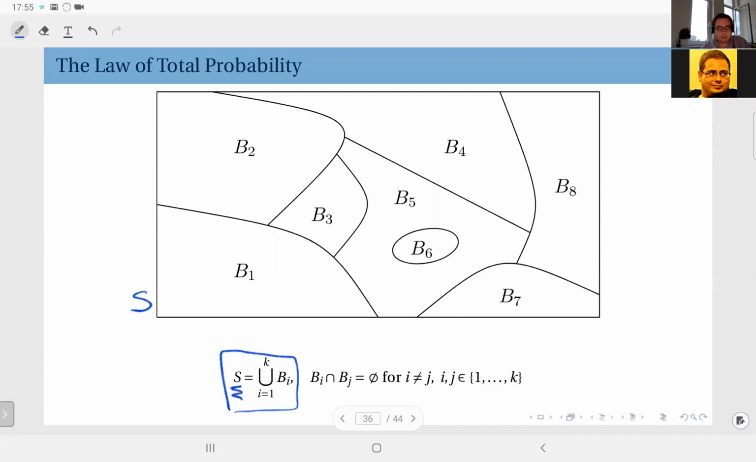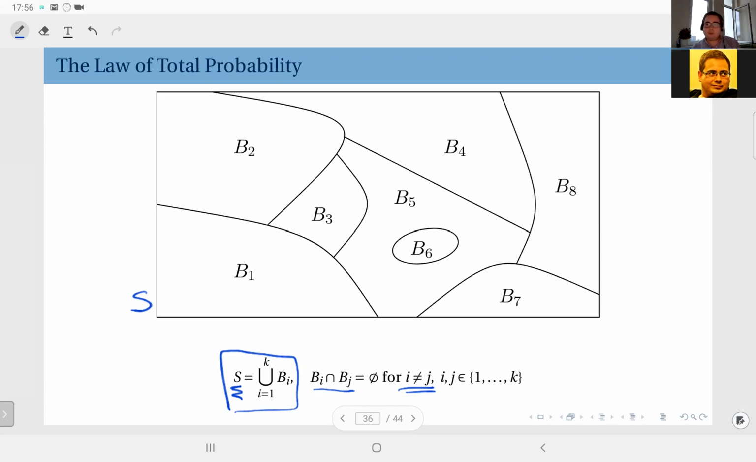And the second condition: when i and j are different, B sub i and B sub j are disjoint events. They do not overlap. So if you take any pair among these subsets, you will see no intersection. No common outcomes. If you have this, we call this a partition. So essentially, you are breaking the sample space up into a certain number of pieces. This is what we call a partition.